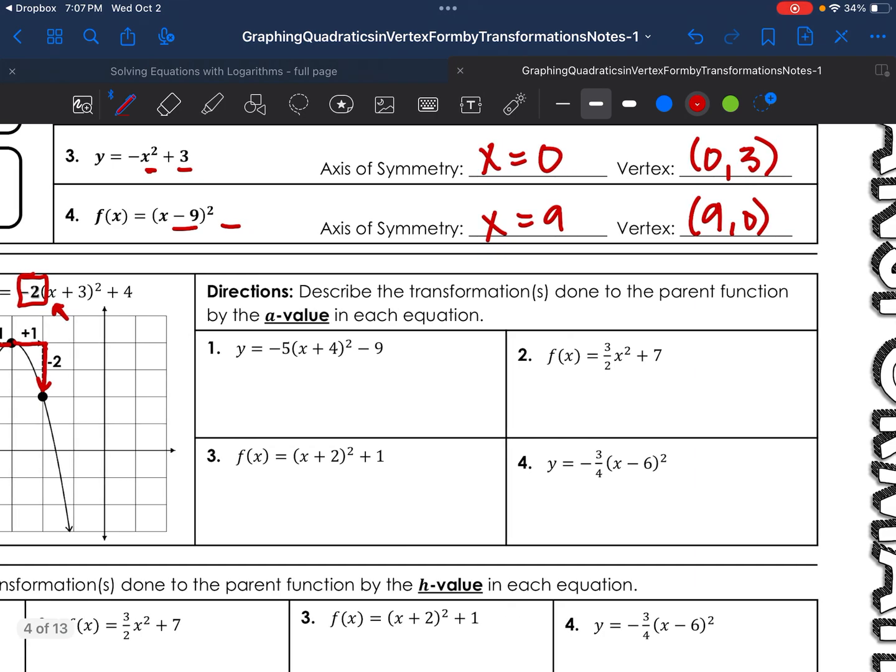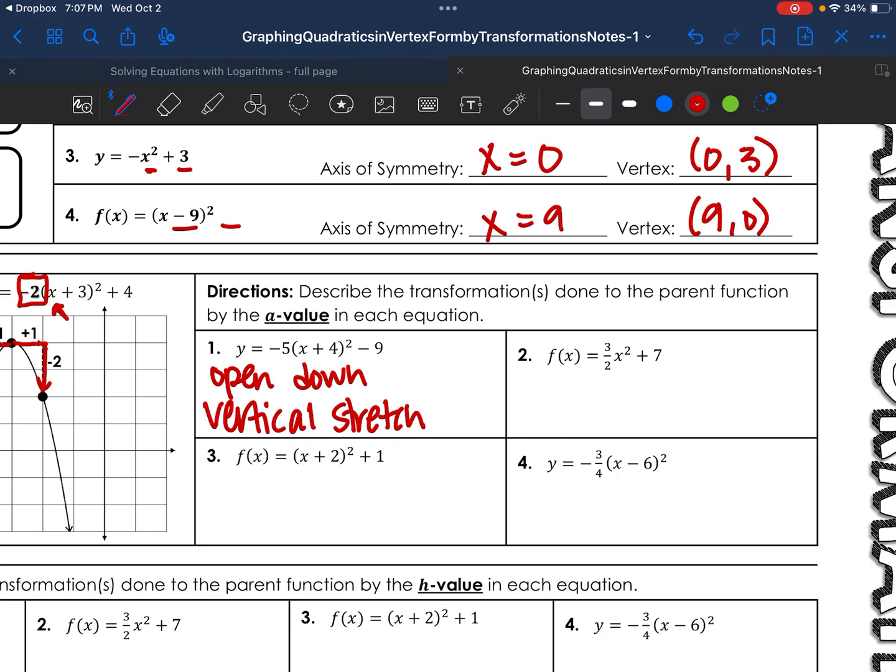So in this box here, we are going to describe the transformation done to the parent function by the a value in the equation. So we're going to look at the sign first. Since this is a negative sign, we know that this is going to open down. And then 5 is greater than 1, so we know it's going to have a vertical stretch, which is another word for skinny.